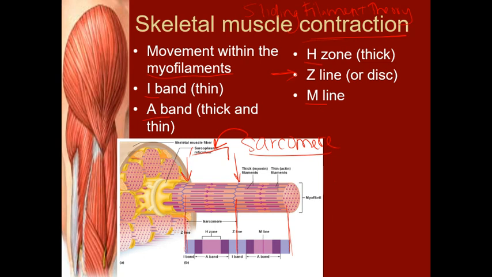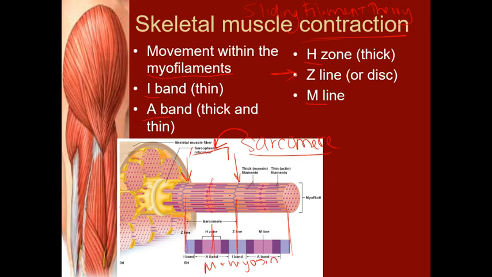Let's start with the M line just because it's easier. The M line is the center. See these little spheres they have right here? The very center of that sarcomere is the M line. So that comes straight down the center. That's your M line. M for myosin, because the only thing in that area is myosin. There's no actin in that part right there.